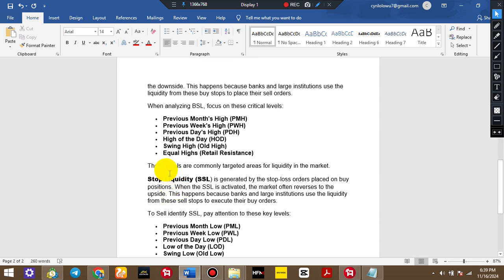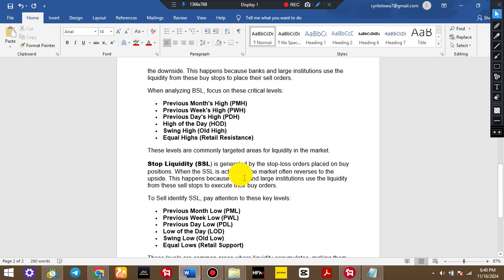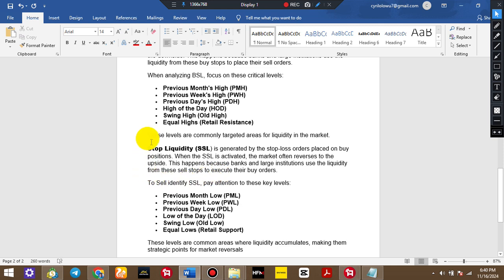For buy stop liquidity, these are areas you should focus on every single day, every single week, every single month, so that you are not used as part of the liquidity. These levels are commonly targeted areas for liquidity in the market. We are going to see them on the chart as I proceed. Please make sure you don't skip this video, because it is very important for you as a beginner, or even a trader who has been trading for a while but is still not making profit consistently.